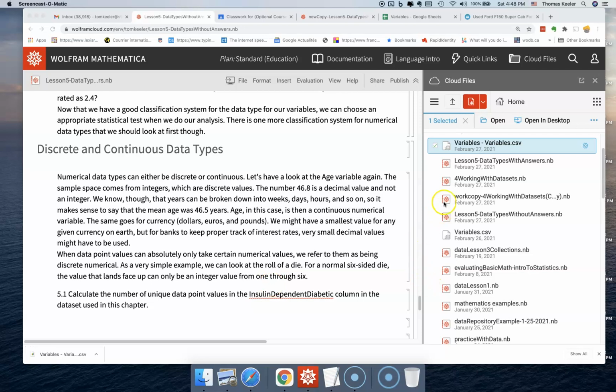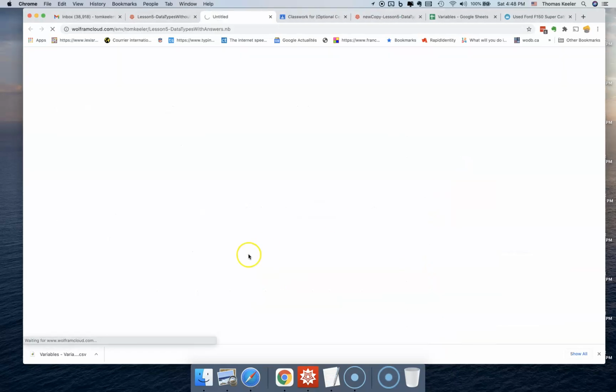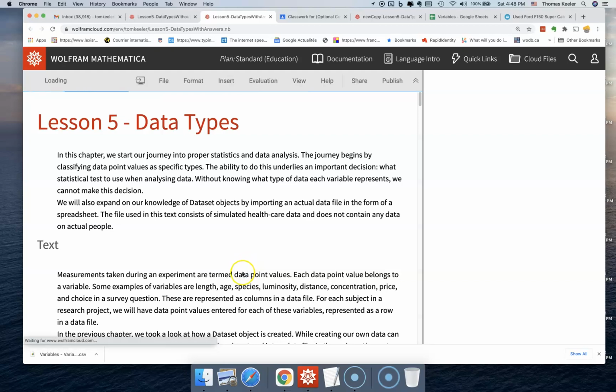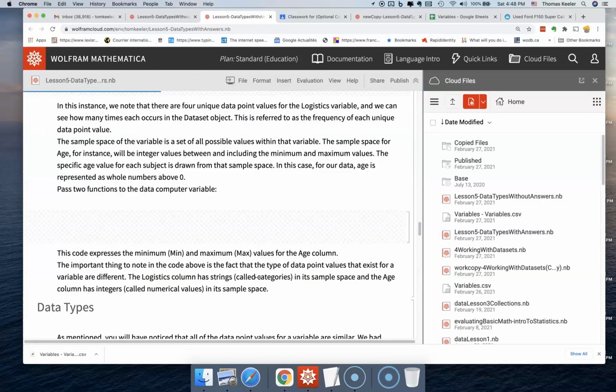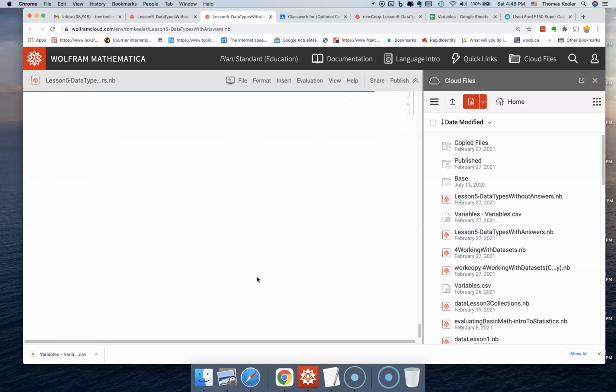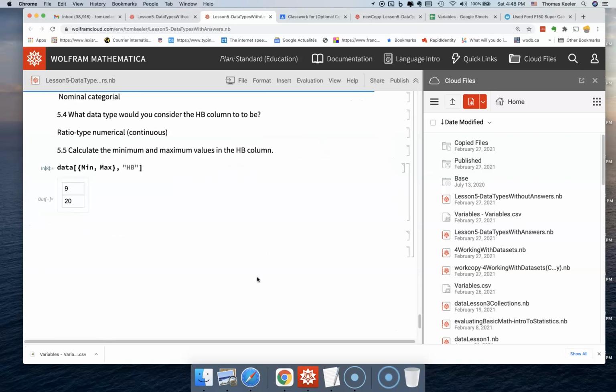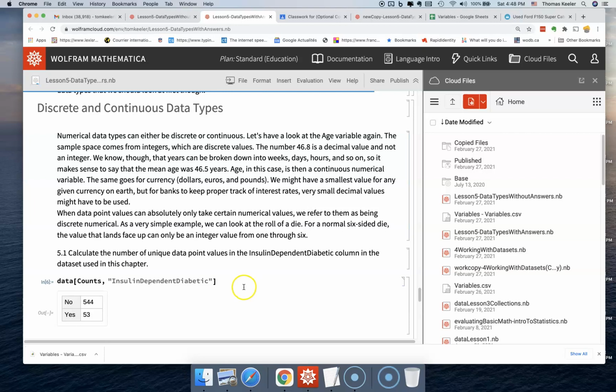Okay, so hopefully you're able to get everything loaded up, get your variables.csv. And so in this one, we're just going to try and look at our answers. The best thing to do is to just keep working with the same data set that we've been calling data.